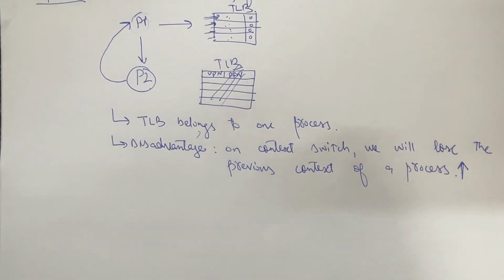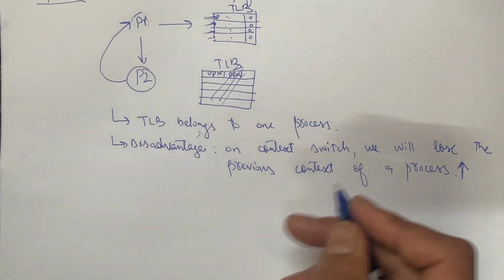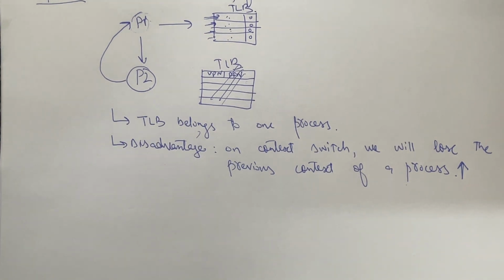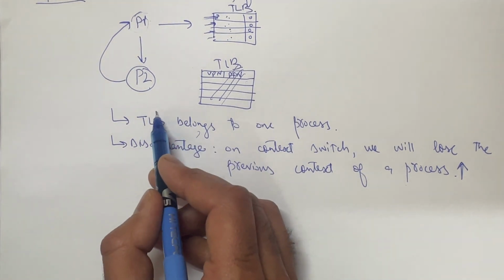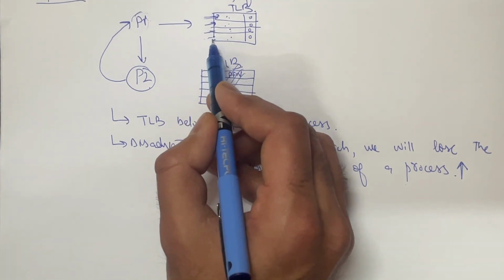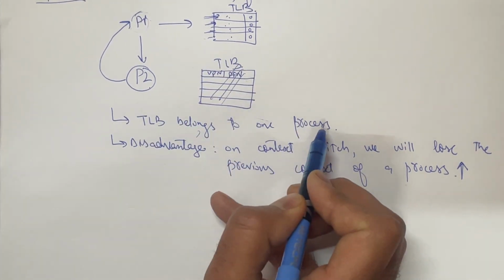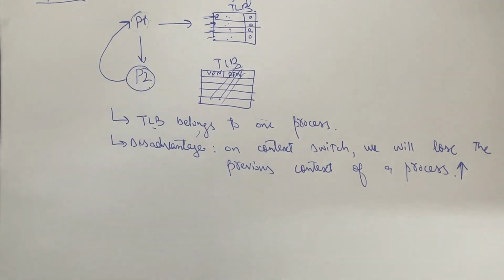there may be misses. More misses will occur on the context switch. However, the advantage is that after filling this TLB, there will be fewer misses because the entire TLB belongs to one process.